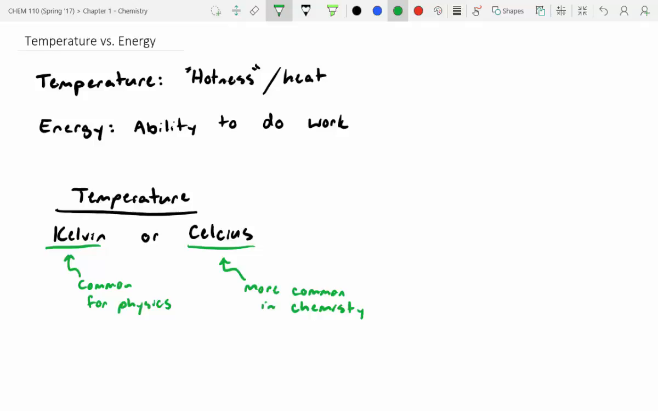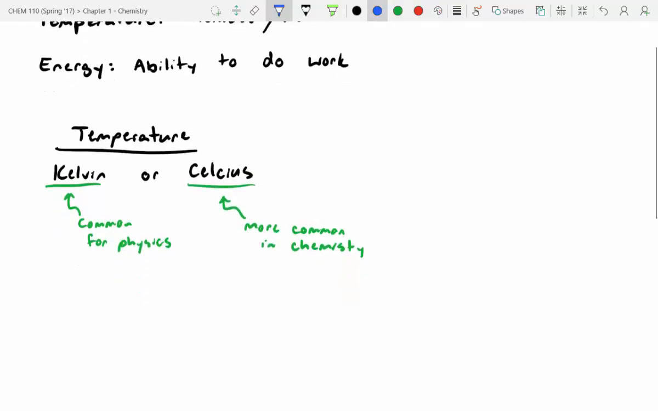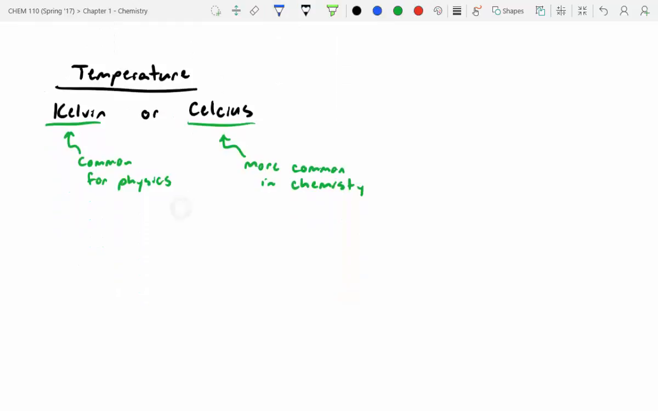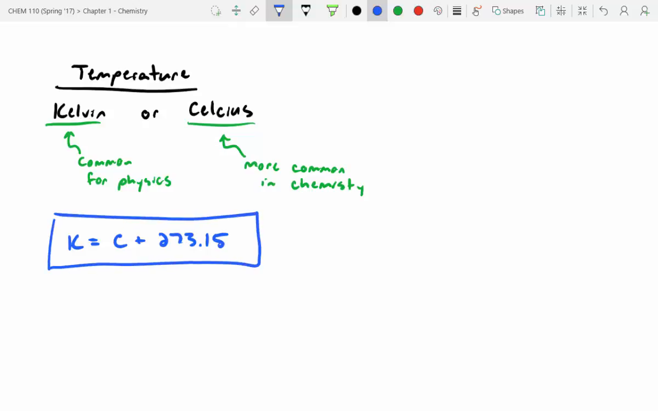However, there may be situations where we need to convert these. So let's come up with the formula. Kelvin is Celsius plus 273.15. It's a pretty simple conversion. It's a relatively easy one to remember, and you're going to need to know it if you go on and take general chemistry. It's one of those numbers you just have to remember.